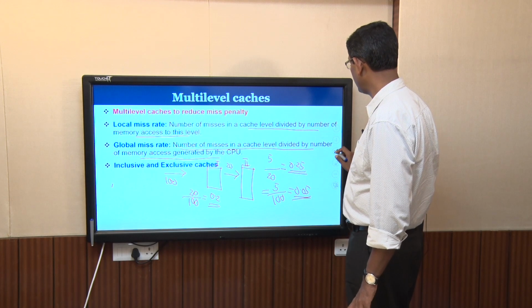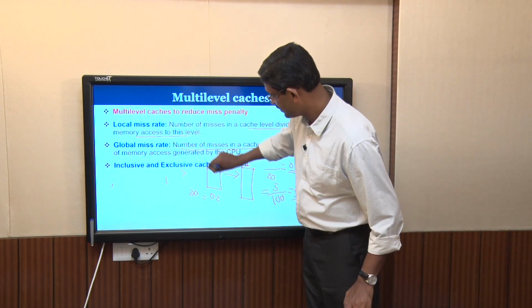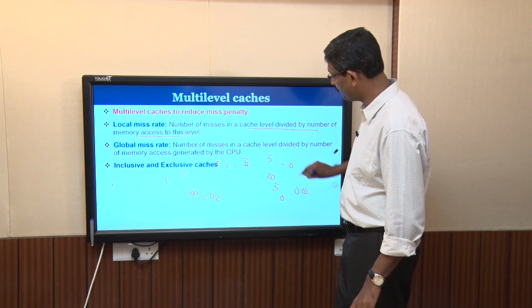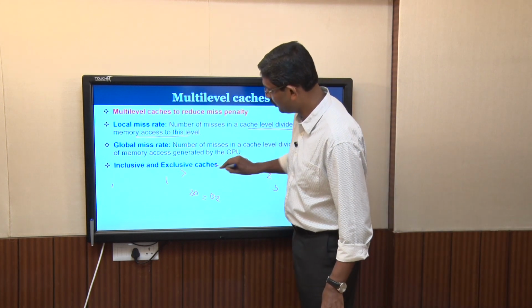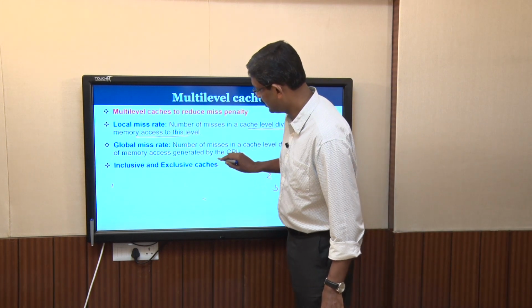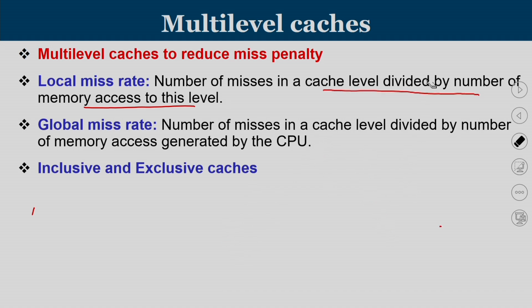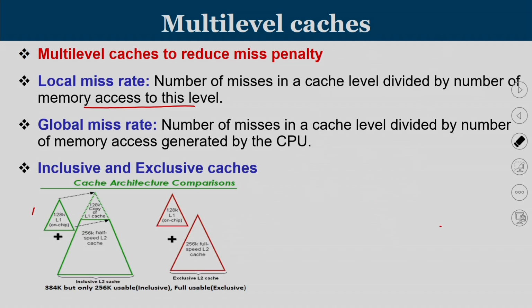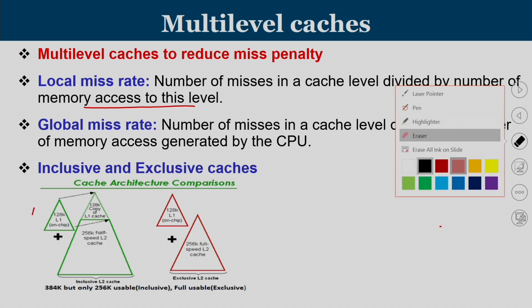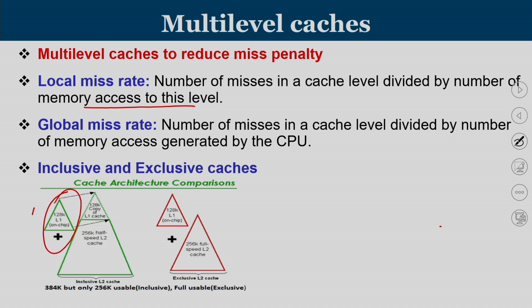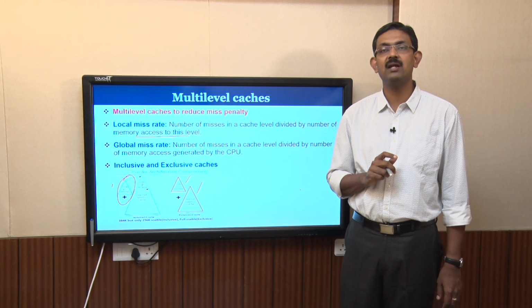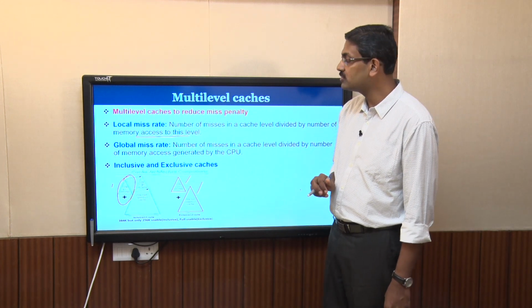Now we have something called inclusive and exclusive caches. So cache memory itself, by virtue of the organization, we are dividing into inclusive and exclusive caches. Inclusive cache means the multiple hierarchy is actually a subset. So when you have a cache architecture in which your L1 cache is a subset of L2, then we call it an inclusive cache. If L1 and L2 are mutually exclusive, that means there is nothing in common in L1 and L2, we call it an exclusive cache.